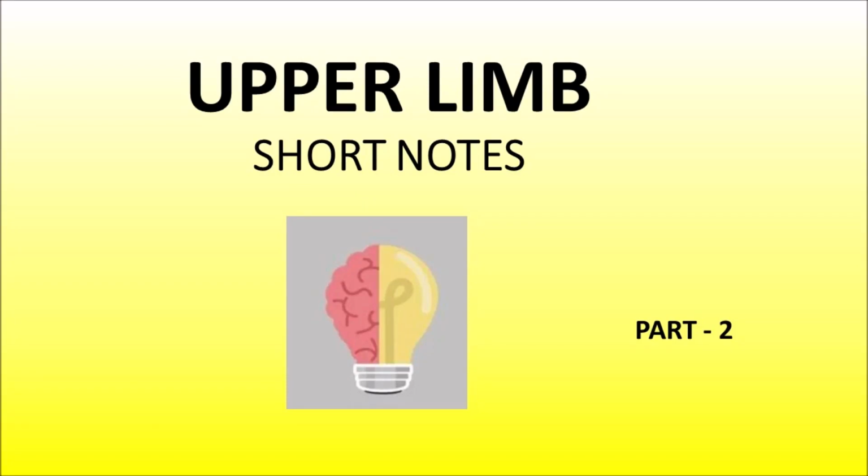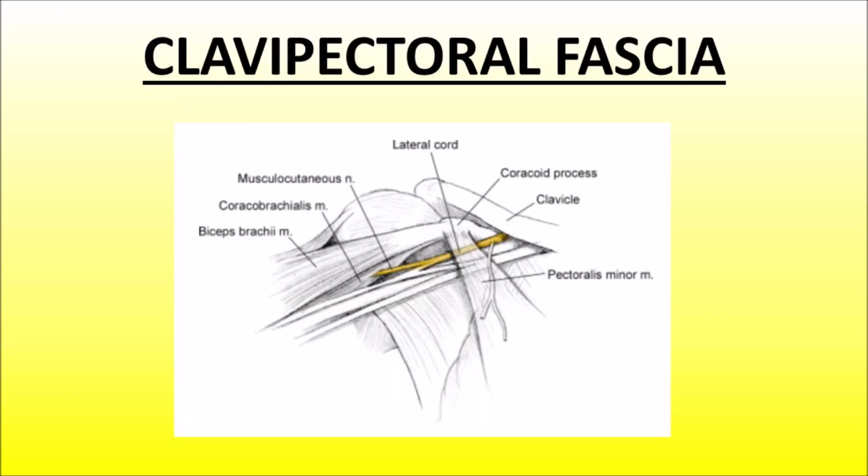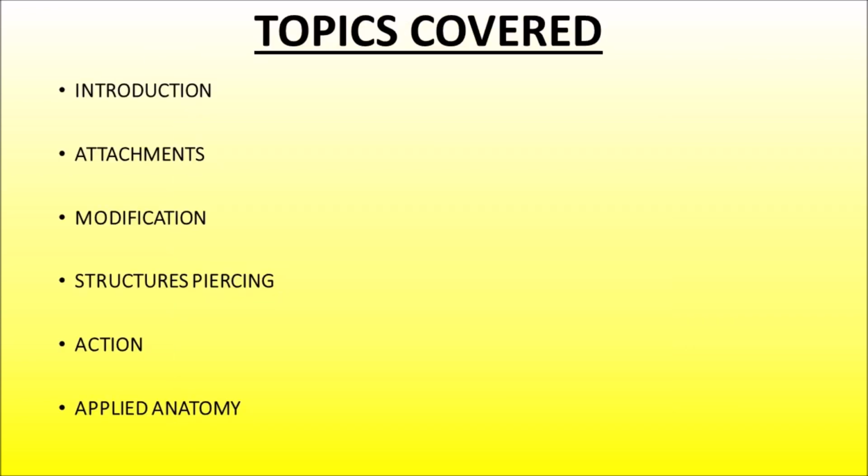In this lecture, we'll be discussing in detail important short notes of the upper limb. Let us start with the clavipectoral fascia. Under clavipectoral fascia, we'll be starting with its brief introduction, its attachments, modification, structures piercing clavipectoral fascia, its action, and its applied anatomy.